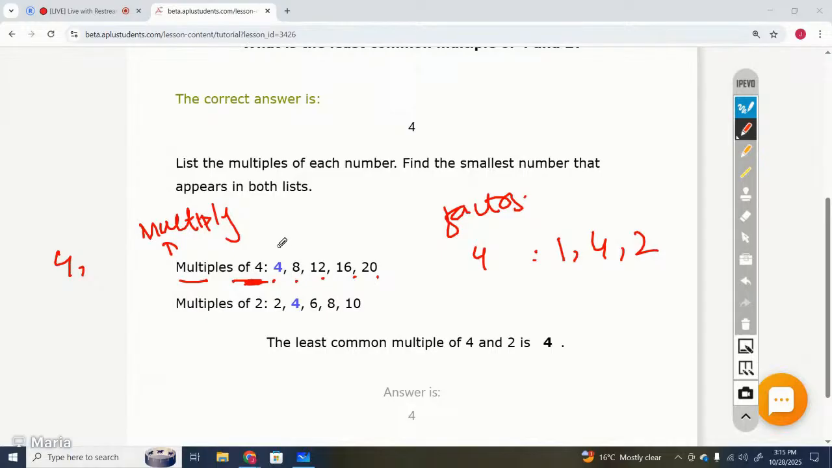4 times 1 is 4. 4 times 2 is 8. 4 times 3 is 12. 4 times 4 is 16. And 4 times 5 is 20. But factors are the numbers that when multiplied make this number again.